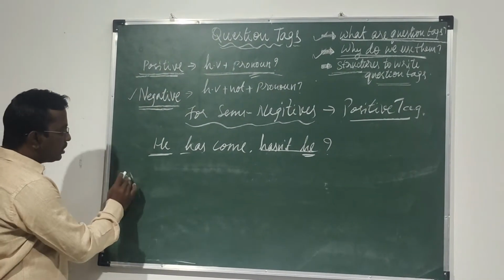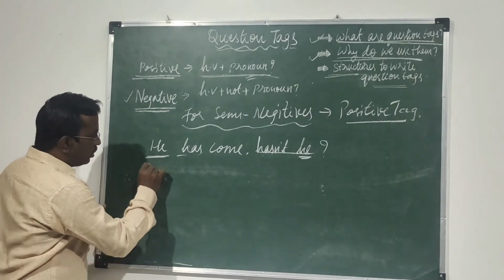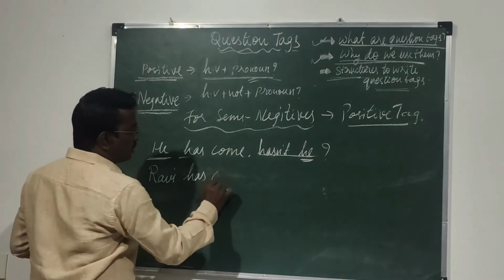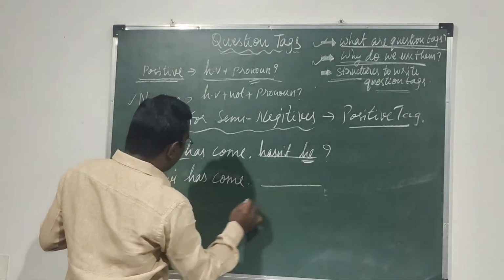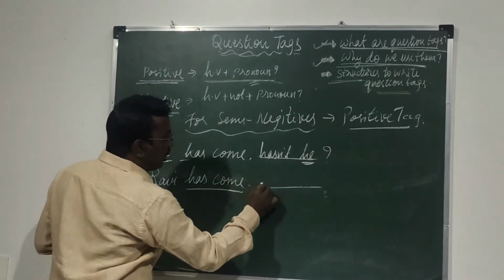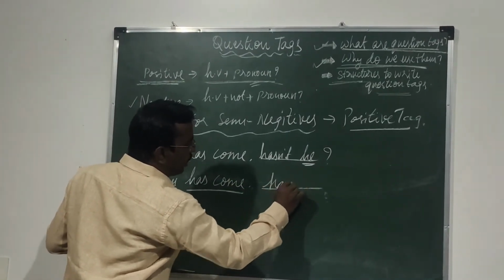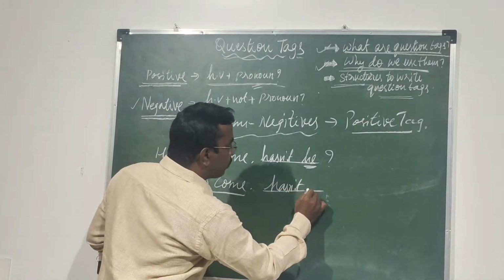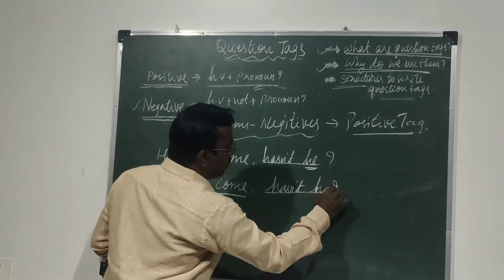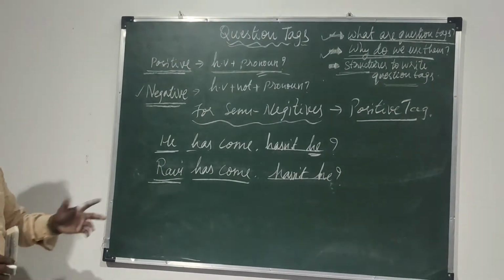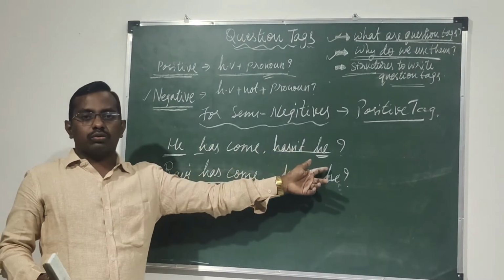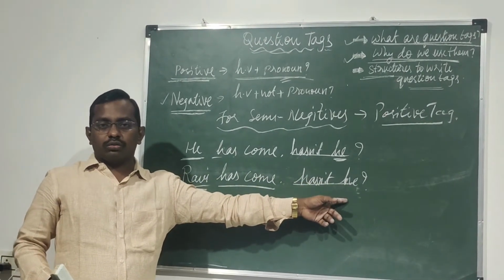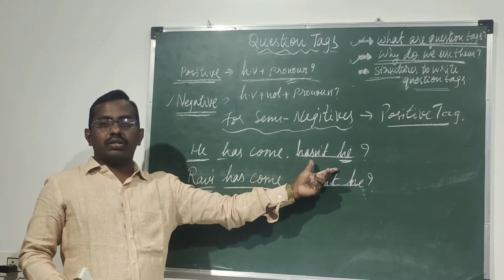Right? If the pronoun is not given in the sentence, if it is a noun, Ravi has come. So, has come. Positive sentence, so write negative tag. Hasn't. Ravi, noun, write the pronoun of that noun. He, hasn't he? If the subject is a pronoun, use the same pronoun. The subject is a noun, use the pronoun of that noun, and you write a question tag.